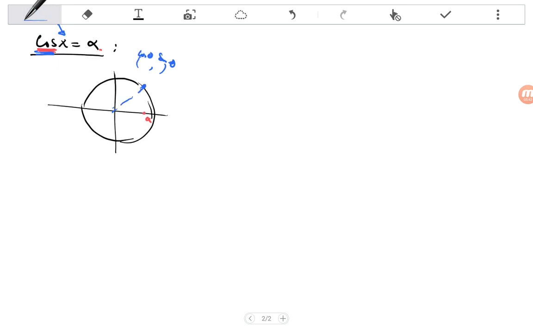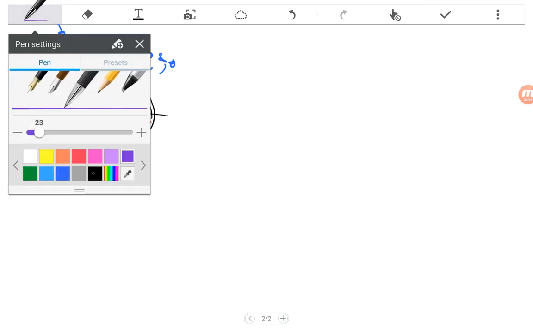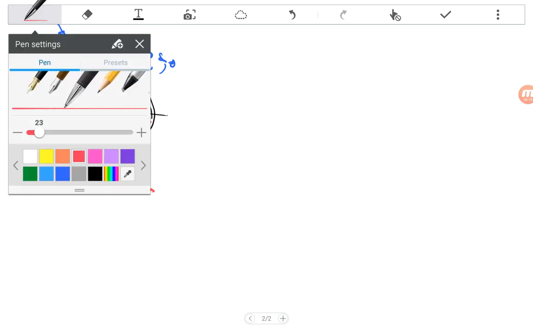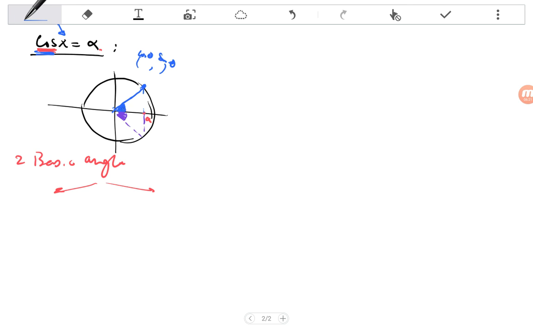So how many angles have this x coordinate? I can look here and I find that this is one of them. This blue angle is one of them. Also I can find another angle, which is this purple angle, which will also have this x coordinate. So I may say that we have two basic angles which satisfy this equation. One of them is the blue angle, which is exactly cosine inverse alpha.